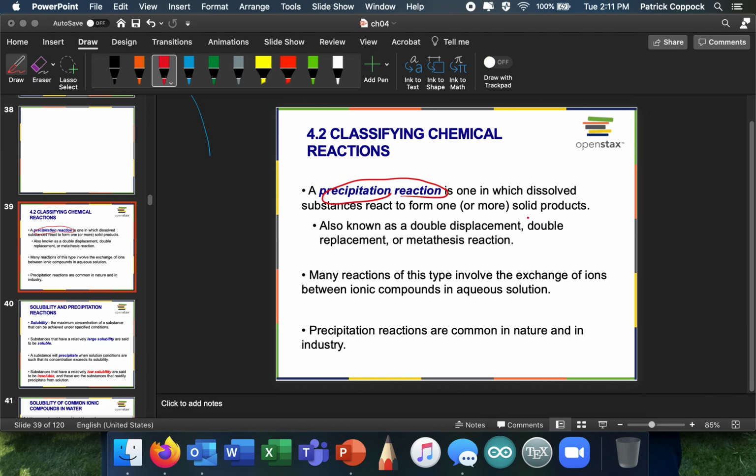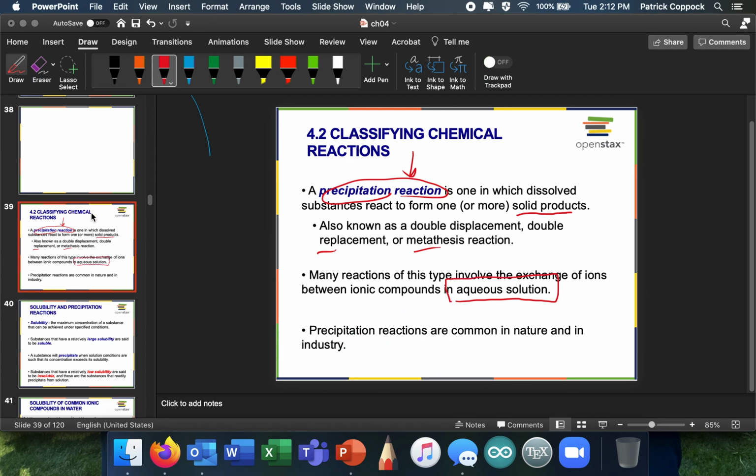Now, they could be dissolved in whatever, okay? But here's the important point. You produce a solid product when there was no solid product in the beginning, okay? So these are also known as double displacement, double replacement, metathesis reactions. We're going to call it precipitation reactions, all right? So many reactions of this type involve the exchange of ions between ionic compounds in aqueous solutions. So the most common ones we're going to talk about are ones that are dissolved in water.